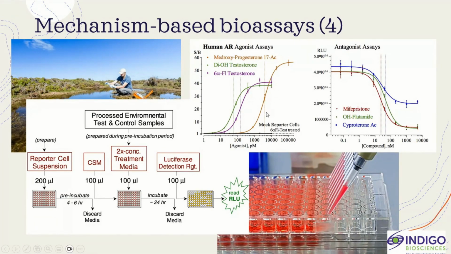When we are doing environmental monitoring, generally speaking, we have a series of wells that we set aside to look at the reference dose response curve. Then we compare the amount of luciferase activity we get from our environmental samples relative to this dose response curve. This is something called the bioequivalent quotient, and again, we'll talk about it in more detail.